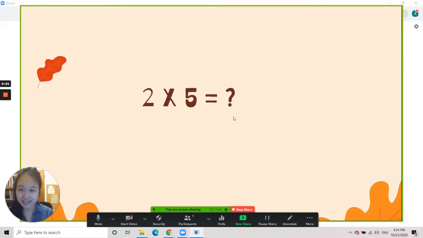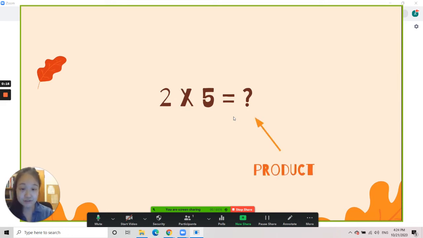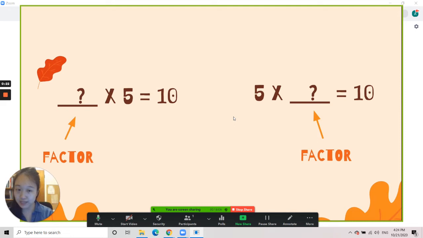Hi, third graders. Today you'll be working to find the missing factor in multiplication sentences. You've probably seen the number sentence on the board before. You're given two numbers that are being multiplied together, and you have to find the missing product, or the missing answer. Today you'll see equations that look more like this, where one of the two numbers that are being multiplied together, or one of the factors, is missing.